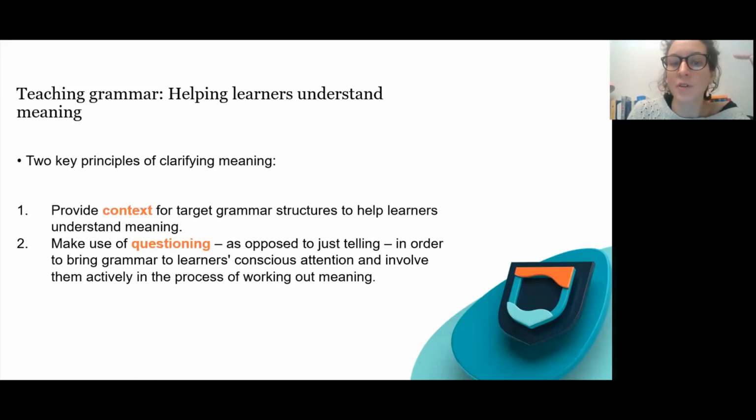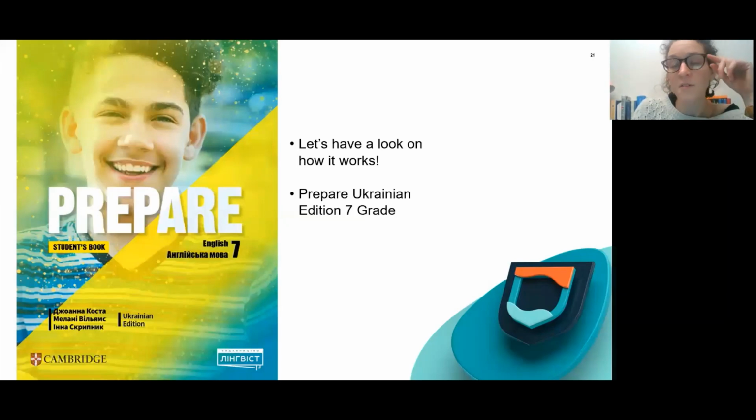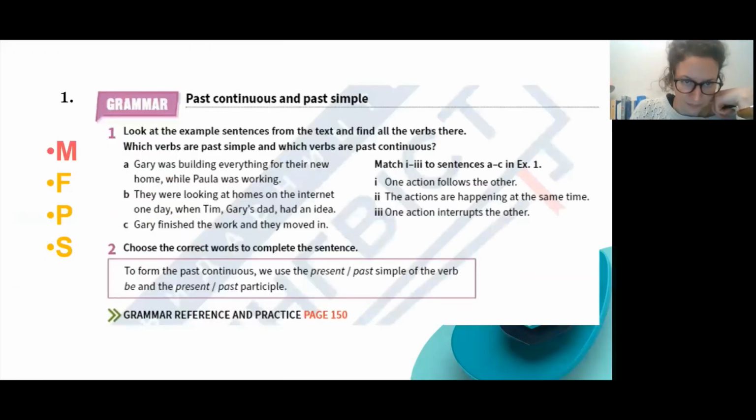In order to bring grammar to learners' conscious attention and involve them actively in the process of working out the meaning. Let's see how it works, and we will take examples from Prepare Ukrainian Edition, 7th grade. So, here we start with the meaning. We just had a text which students had to read, and we go to the grammar right after the text. Look at the example sentences from the text the students had before and find all the verbs.